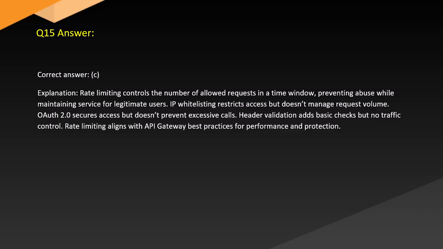Answer. Correct answer: C. Explanation. Rate limiting controls the number of allowed requests in a time window, preventing abuse while maintaining service for legitimate users. IP whitelisting restricts access but doesn't manage request volume. OAuth 2.0 secures access but doesn't prevent excessive calls. Header validation adds basic checks but no traffic control. Rate limiting aligns with API Gateway best practices for performance and protection.